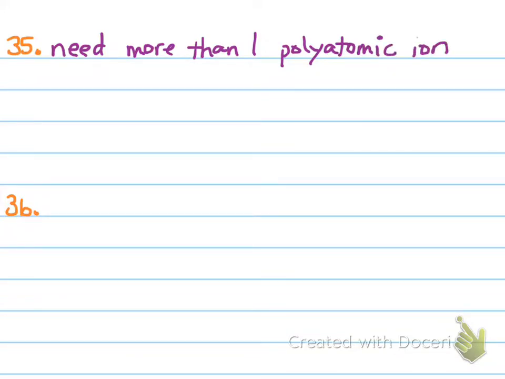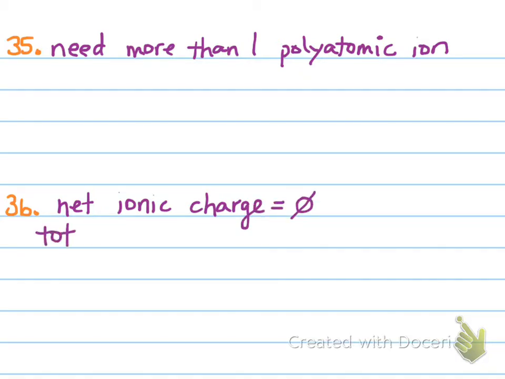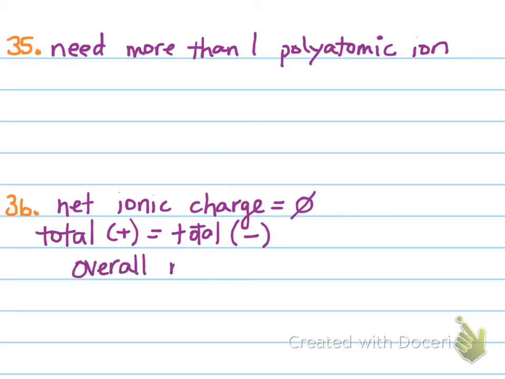And 36, what condition must be met in writing a balanced formula for an ionic compound? Okay, my net ionic charge must be 0, which basically is saying that my total positive charge has to equal my total negative charge. So overall, I have to be neutral. I hope that helps if you had some questions.